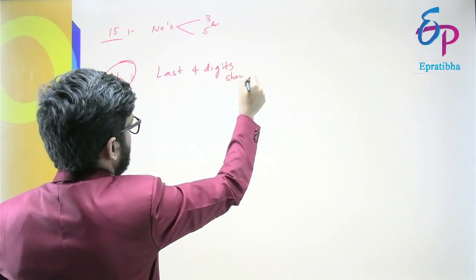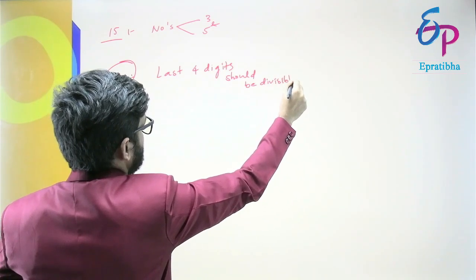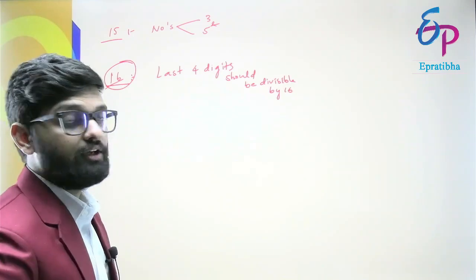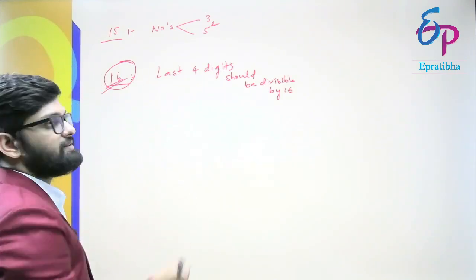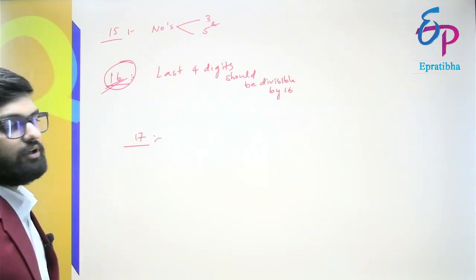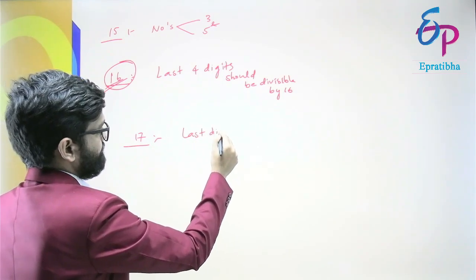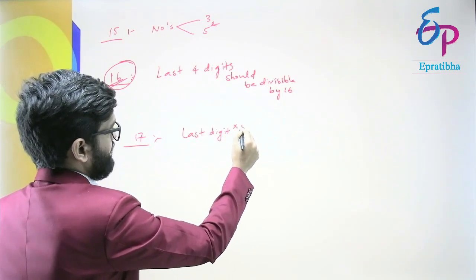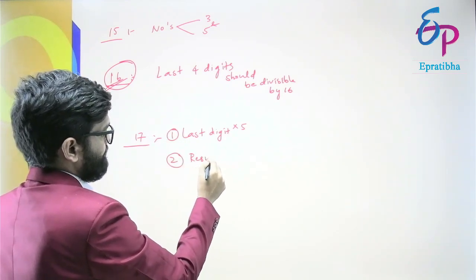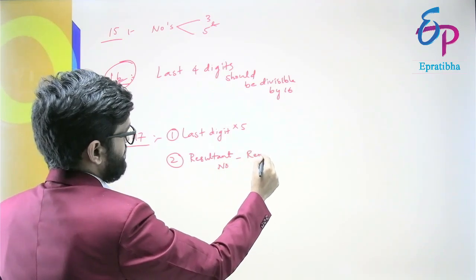should be divisible by 16. Okay, we'll see the last 4 digits in order to check whether the number is divisible by 16 or not. So how can you tell whether a number is divisible by 17 or not? It is the same as 13. The last digit you have to multiply with 5. That is the first step. The second step is the resultant number minus the remaining numbers.